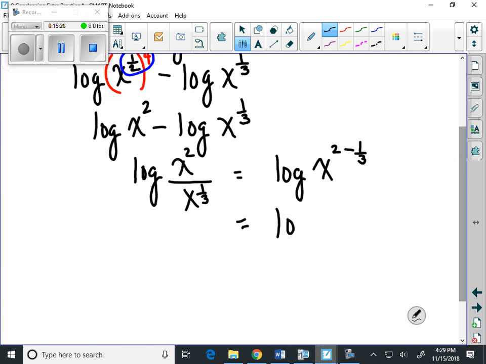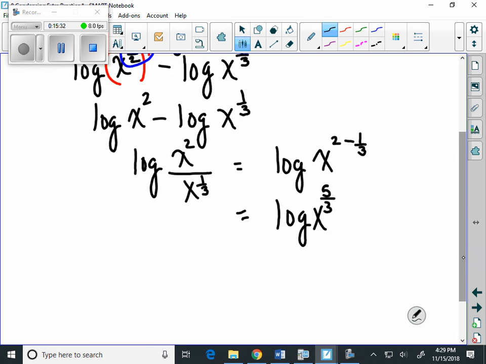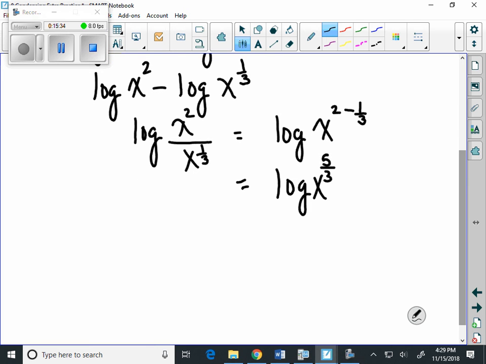So now we have log of x to the 5/3. Oh, and I forgot my x. Log of x to the 5/3. But lastly, as our directions tell us, we want to express the powers as factors if possible. So we're going to take this 5/3 and write it out here in front. We end up with 5/3 times log of x.